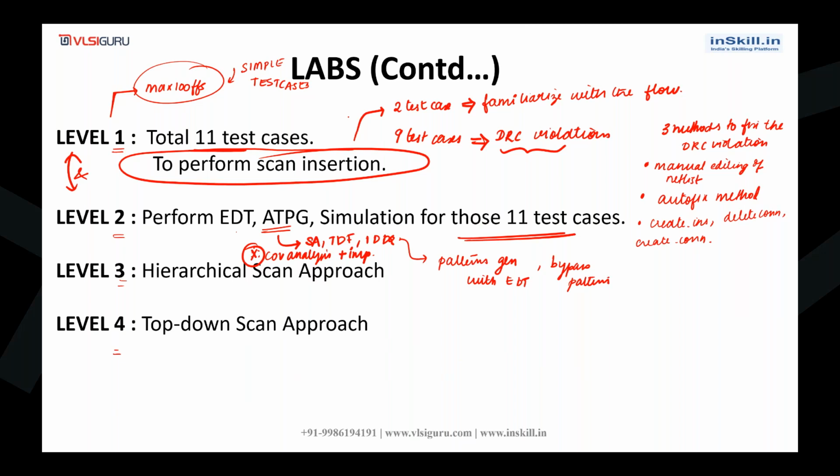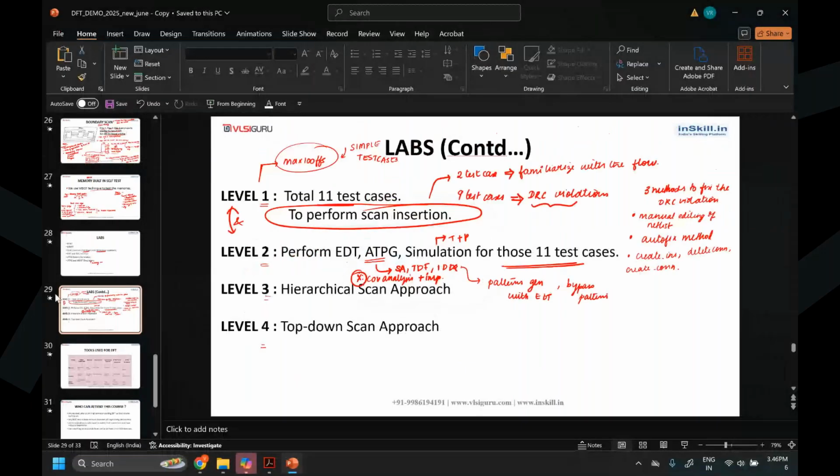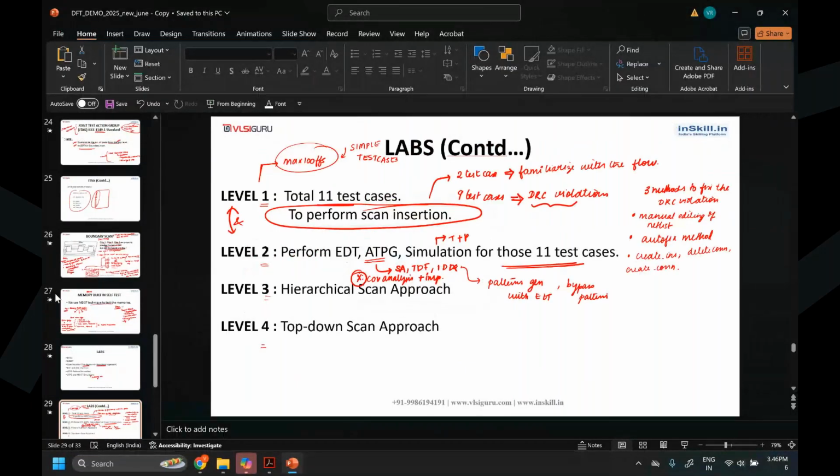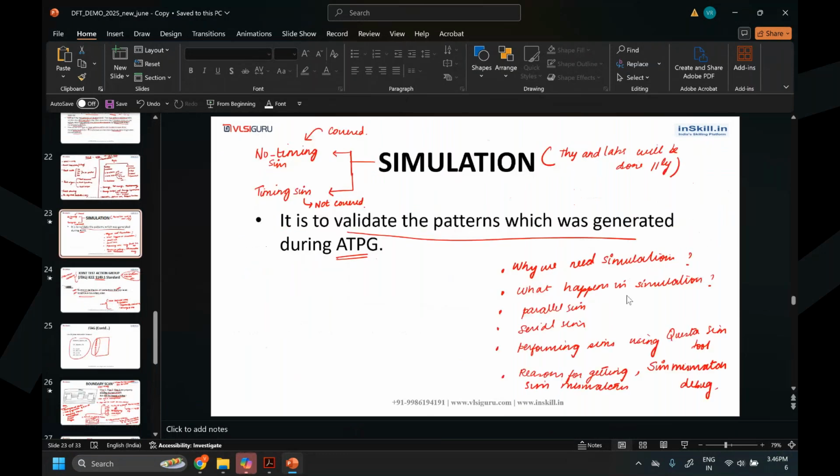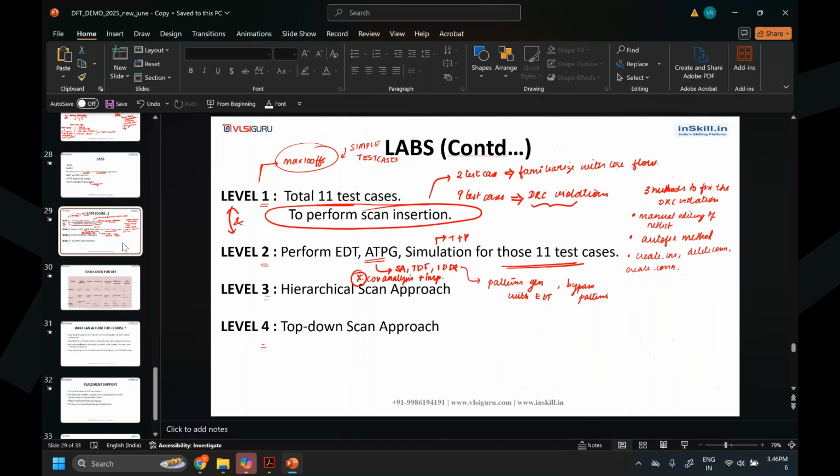And then simulation, as I told, we'll be doing theory as well as practicals. We'll be explaining the concepts in simulation by practically implementing it in the labs. As I told previously: why we need simulation, what happens in simulation, parallel simulation, serial simulation, how to perform simulation using the QuestaSim tool, reasons for getting simulation mismatch, how to debug the simulation mismatches. All these things we will cover as part of our simulation training. So the theory and lab sessions will be done simultaneously. We'll be explaining the theory concepts by practically demonstrating them in the labs.